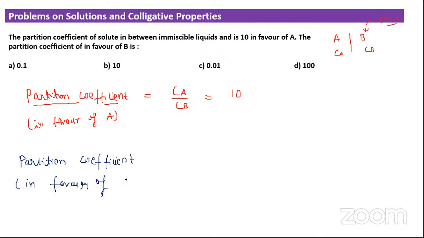In favor of B. So that will obviously be CB by CA because it is in favor of B. So it will obviously be 1 upon CA by CB, or 1 by 10, or 0.1. So which option? Option A is correct. Okay.